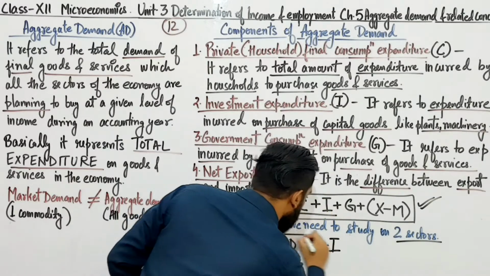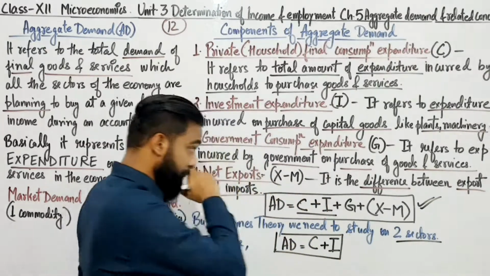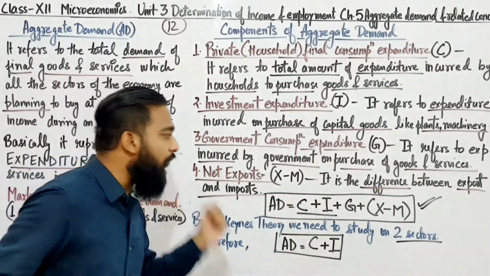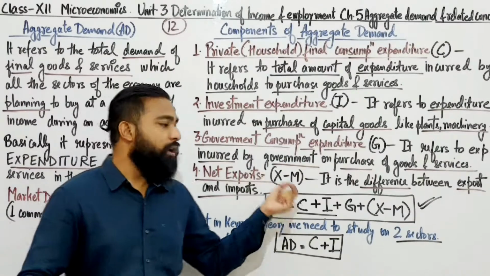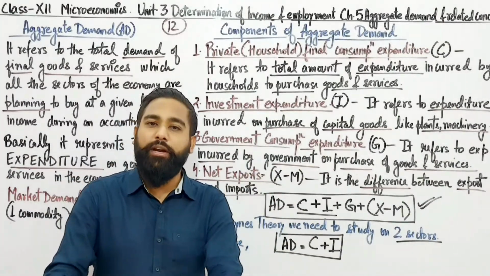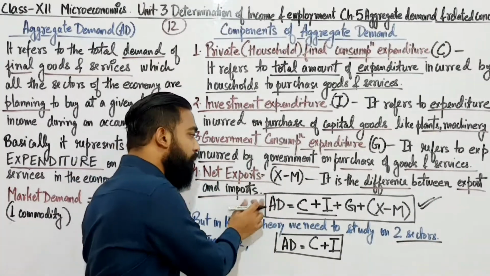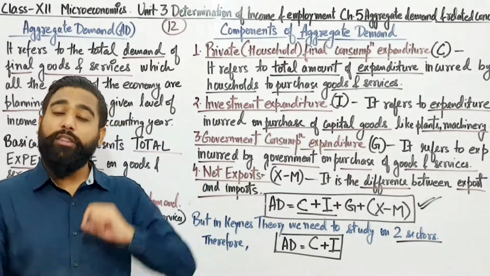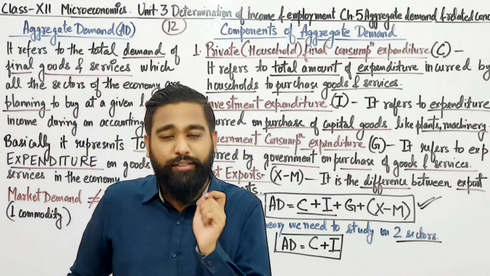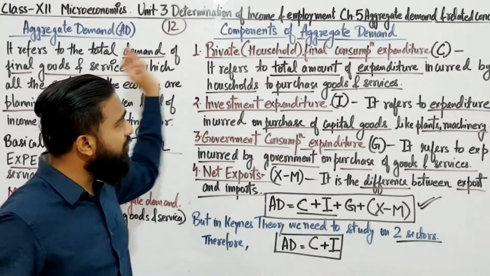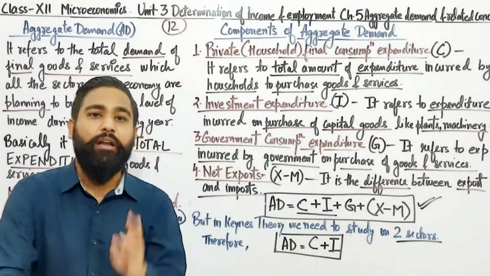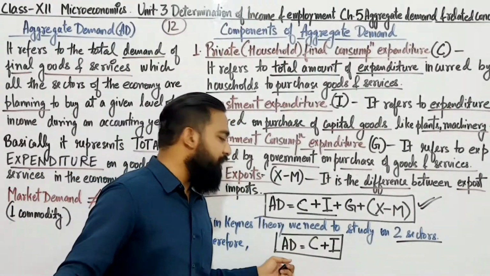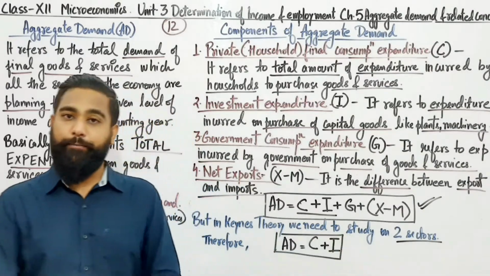plus I. Now, don't get confused. You have to learn both the formulas. In exams, if it is asked what is the formula of aggregate demand, then you have to write the whole formula because this is the actual formula. But for the further study, because you need to understand this whole concept, you need to learn only two sectors. For that, the formula of aggregate demand will be C plus I only.